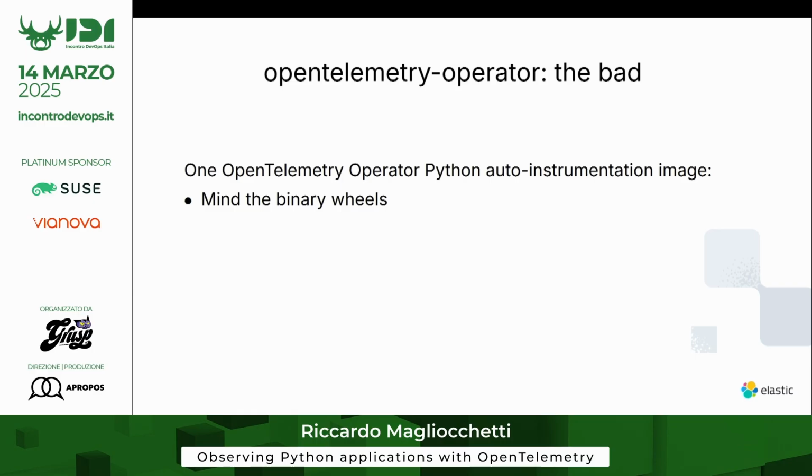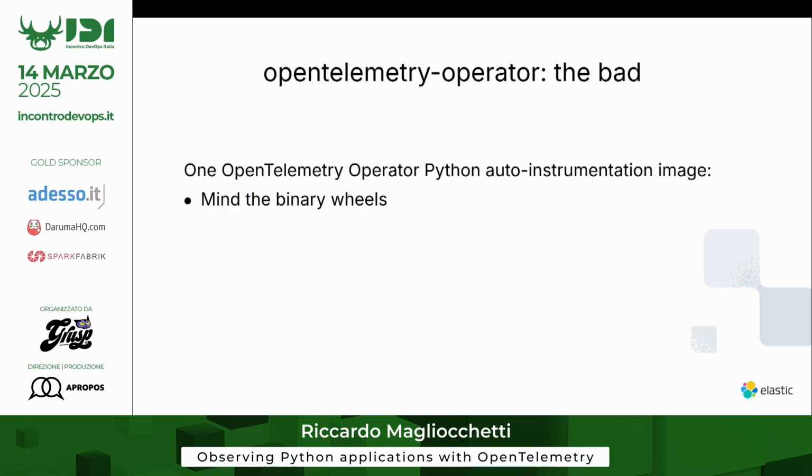Okay, now to the bad parts. Currently, there is just one OpenTelemetry operator Python auto-instrumentation image built per operator version. And this image is built for a single Python version, but contains both the glibc and the musl instrumentation builds. The problem is that this is built with a single version of Python, and we have two problems actually.